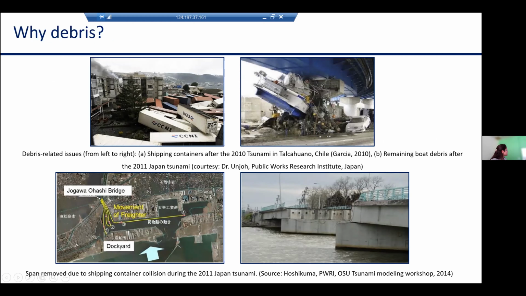For example, you can see here that this is a remaining boat after the 2010 tsunamis. Here is the shipping container which got trapped below the superstructure after the Japan tsunamis, and the two bottom pictures show that the span of the bridge is removed due to the impact of the shipping container. Therefore, coastal structures, including bridges, should be capable of withstanding the loads associated with waterborne debris.